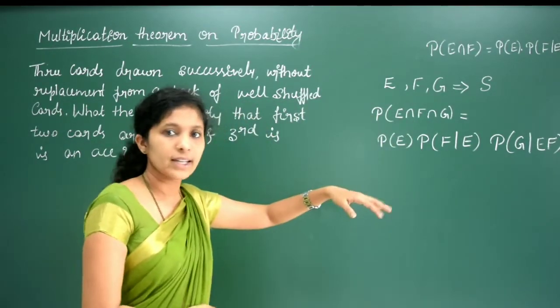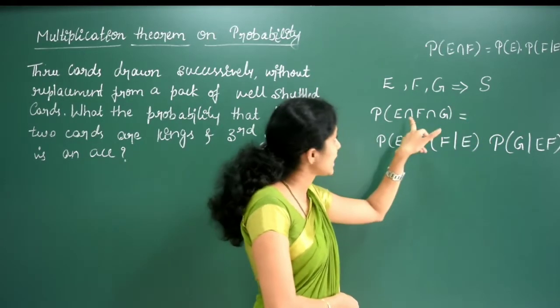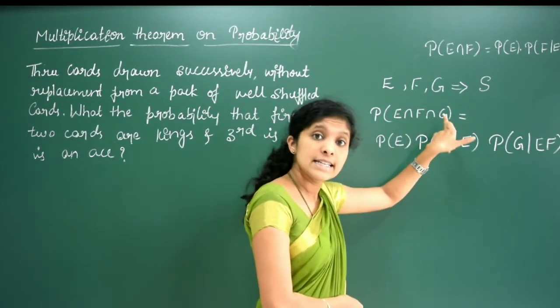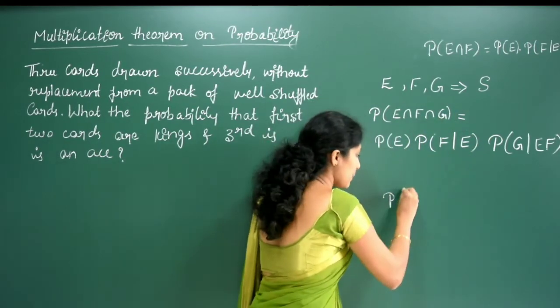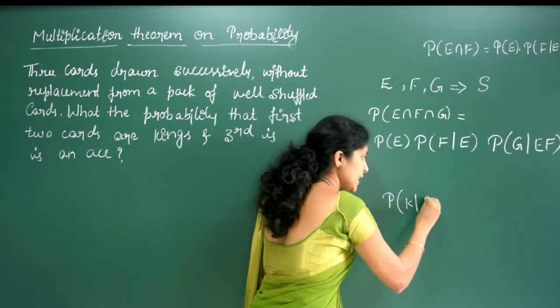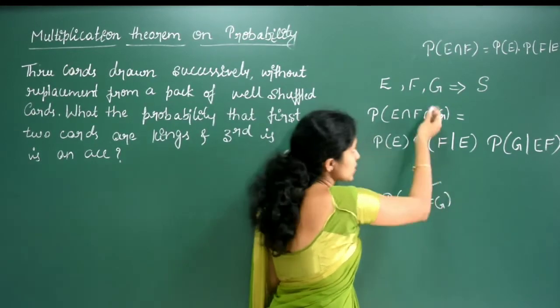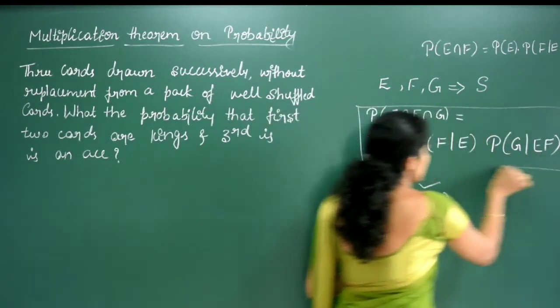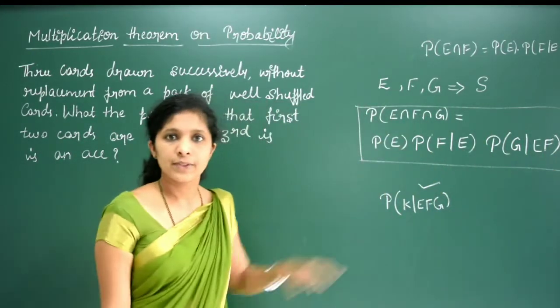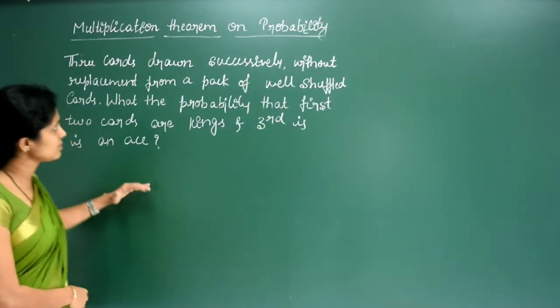If there are 4 events, then I can take one more intersection, K. Now which ones have occurred? E is done, F is done, G is done. Now we are finding the probability of K. It will be the probability of K where E, F and G have occurred. Is it clear? So this is the formula for any 3 or more than 3 events. Remember this formula.